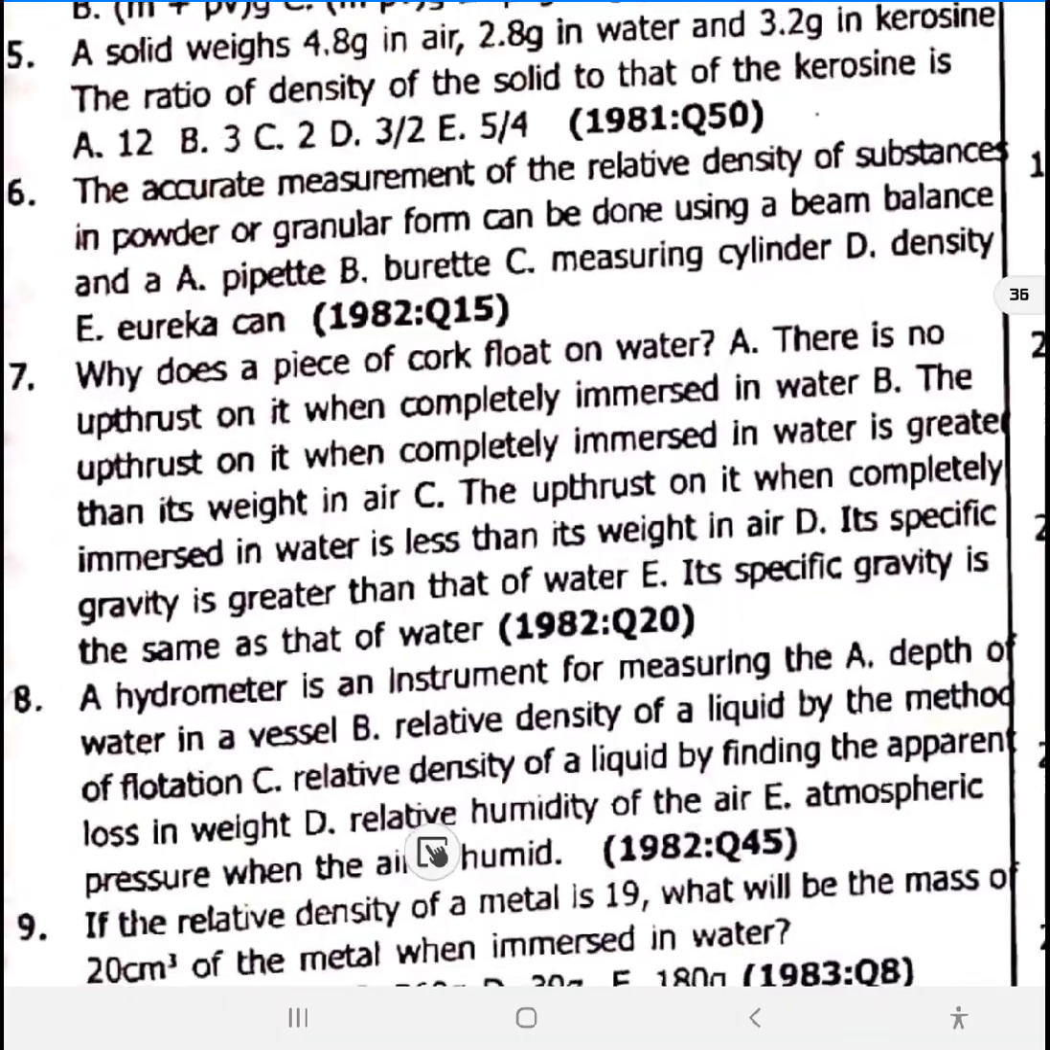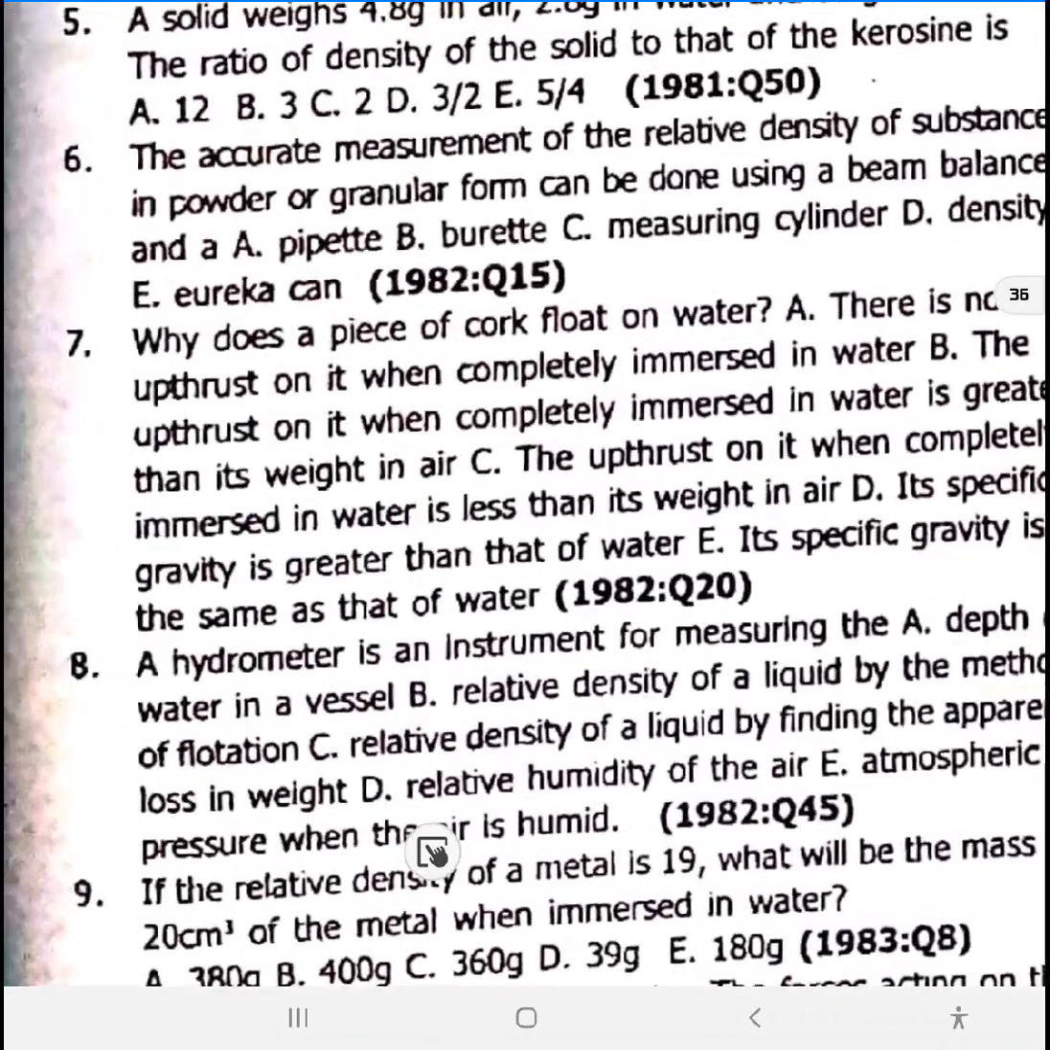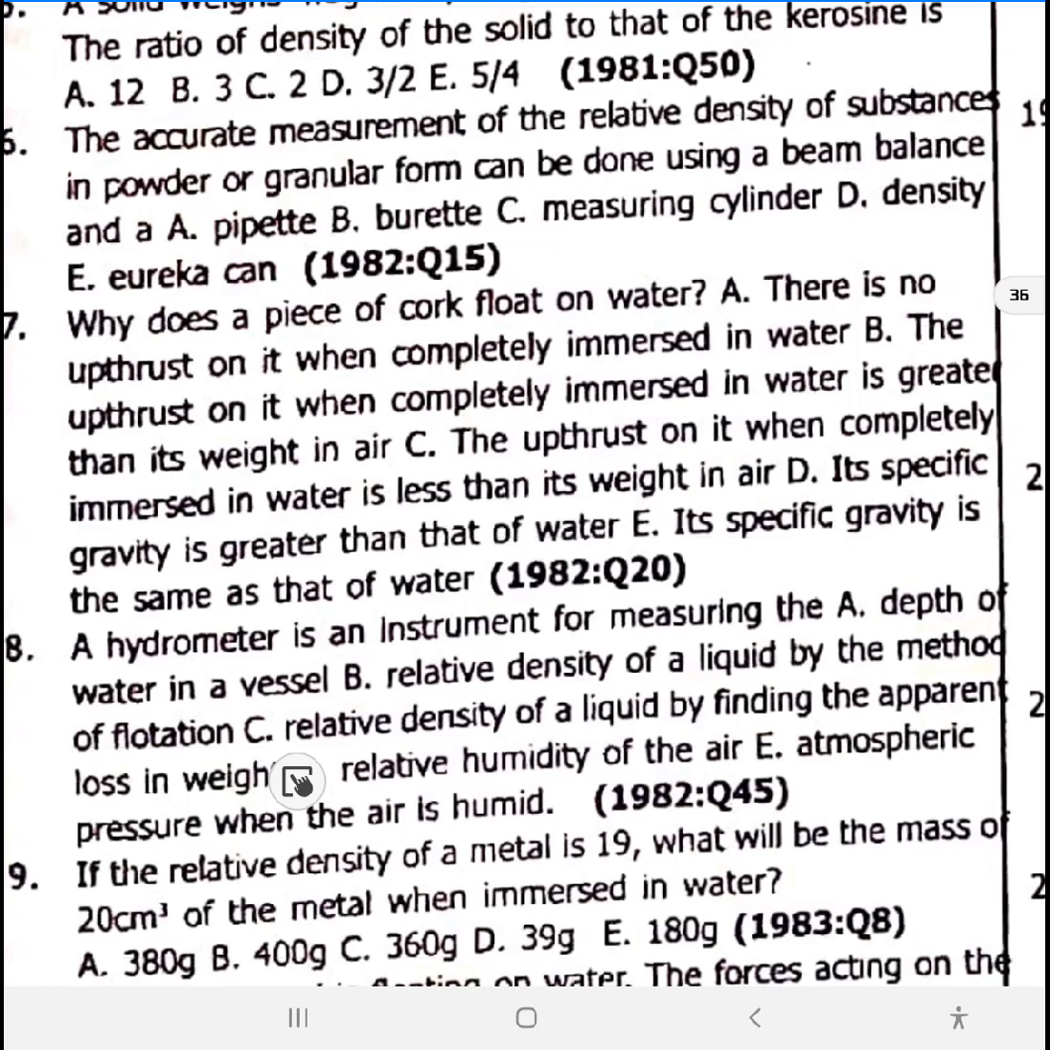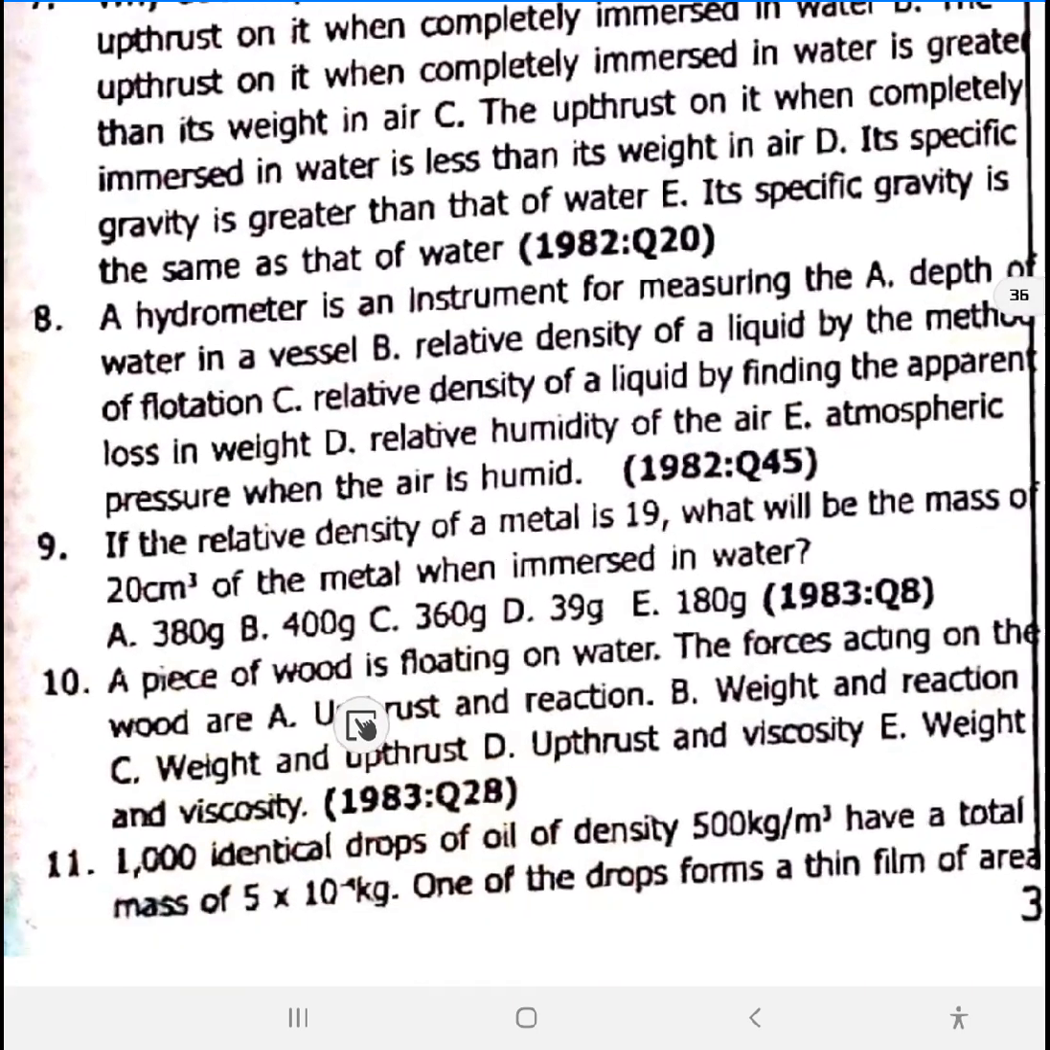Number 8: a hydrometer is an instrument for measuring. They repeat this question a lot, please, so pay keen attention to this number 8. A hydrometer is an instrument used for measuring relative density. There's something called a hygrometer; we'll touch that one. A hydrometer measures the relative density of a liquid. Option B.